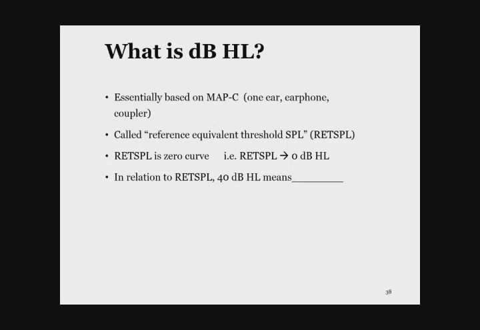Yes? So the way I understand these reference equivalent thresholds, they're sort of numbers that have been worked out. And you then use them to calibrate your machine. Exactly, when you're pressing zero. That's what we have the couplers for, to reference not only the machine, the audiometer, but also the hearing aids, which always use 2cc couplers to get this RETSPL, the reference equivalent threshold SPL. That's the definition of the thresholds that we're talking about. That's why they're called absolute thresholds, because they are an absolute definition.